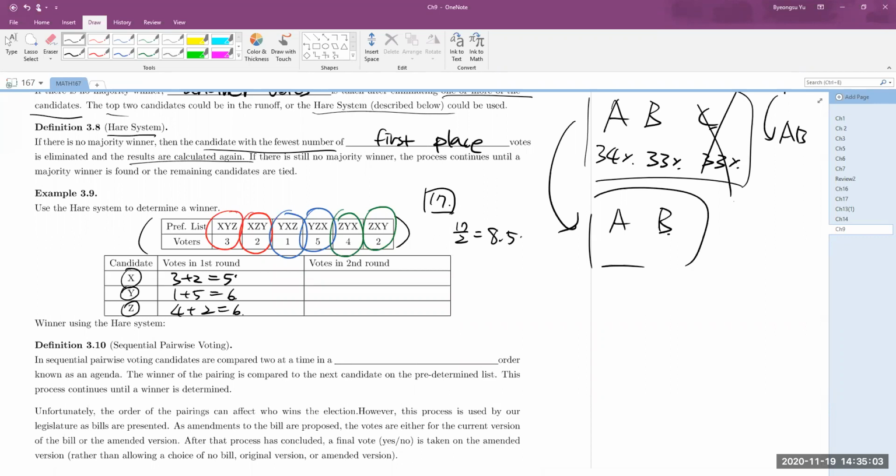So in that case, instead of doing a re-election, we just drop the candidate with the fewest number of first place votes. Here, X has the fewest number of votes, right? So we just eliminate X and recalculate those lists. In this case, X is just deleted from each preference list. Right?